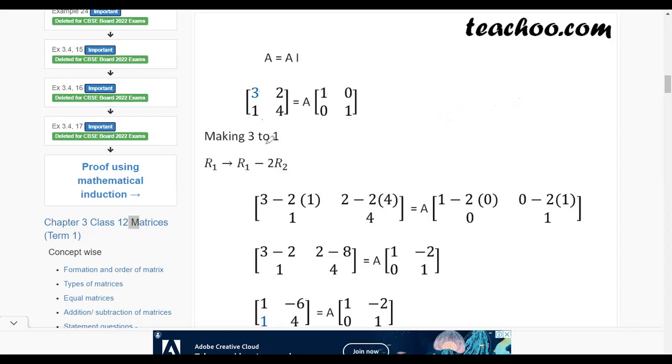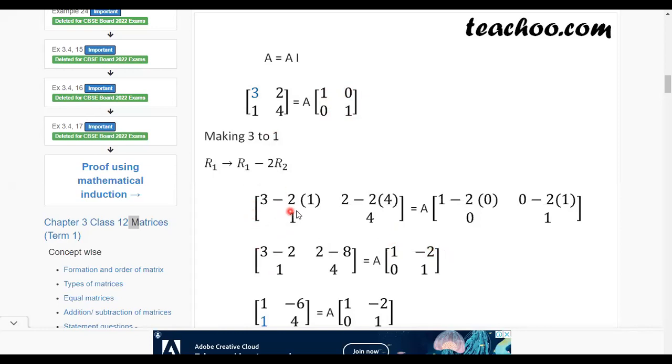Now if I do R1 minus 2 R2, 3 minus 2 and 2 minus 8, correct? Got it? Here also you need to do the same thing, R1 minus 2 into R2. Anyway, this is 0, so you will get 1 itself. Here 0 minus 2 you get, so that is minus 2.